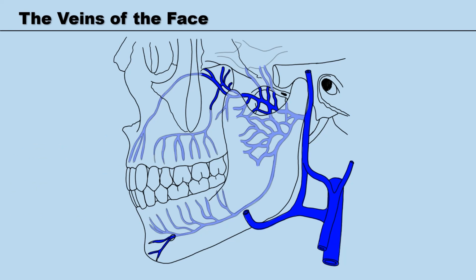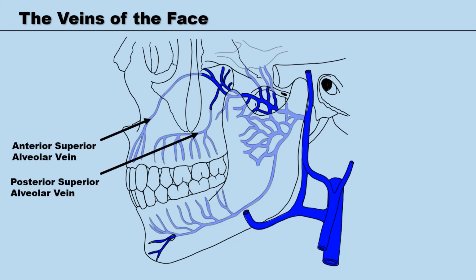Veins, because of their nature to drain, start at the distal region and travel to the bigger region, collecting more and more blood and therefore getting larger and larger as they accumulate. The first ones we're going to look at are the superior alveolar veins, which come as a posterior and anterior variety that drain the molars and incisors respectively.